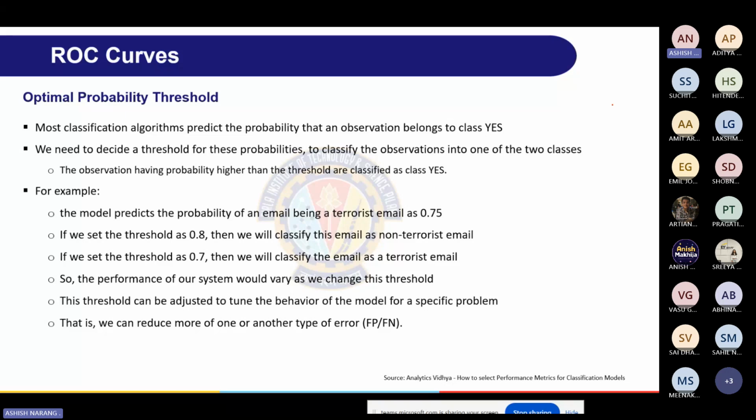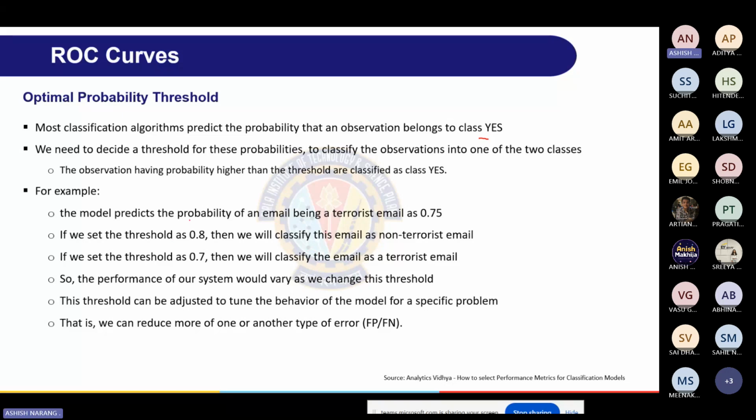Now, what typically happens in classification models is that most of the algorithms predict the probability that an observation belongs to class yes. They may not just say this is yes or no. Some of those algorithms will also give you a probability, say 0.8 probability of belonging to class yes and 0.2 to no. So we need to decide a threshold for these probabilities to classify the observations into one of the two classes.